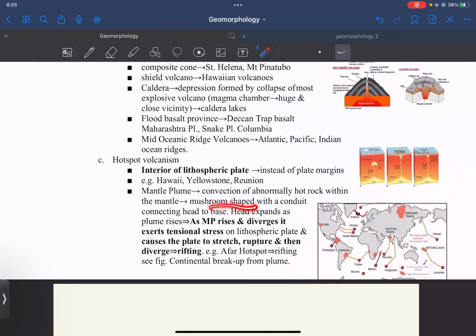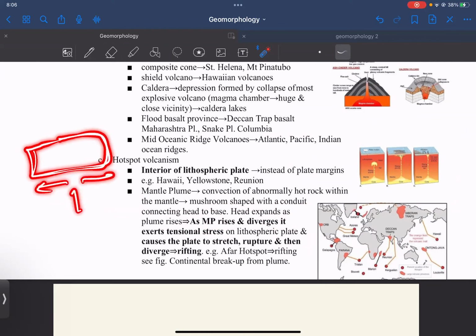So mushroom shaped with the conduit connected head to base. Right. Now the head expands as the plume rises. So as the mantle plume rises, it diverges. It creates tensional stress. So it is causing splitting of the lithospheric plate. Right now, the lithospheric plate is intact.